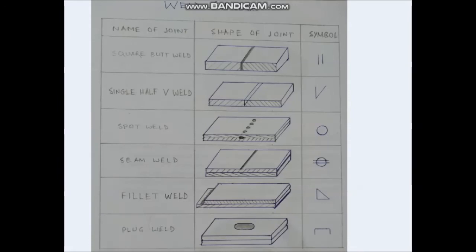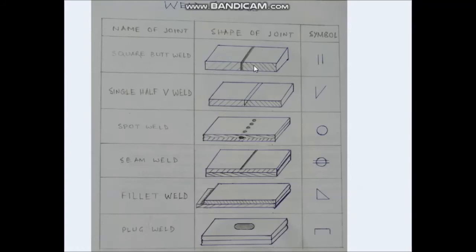And see, this is your weld symbol. You first draw this chart of any dimension. First write the name of the joint, then the shape of the joint, and then the symbol. First one is square butt weld. You write in pencil and block letters. Then for the shape of the joint, you draw this pictorial view of the square butt weld. You can take any length of this joint.